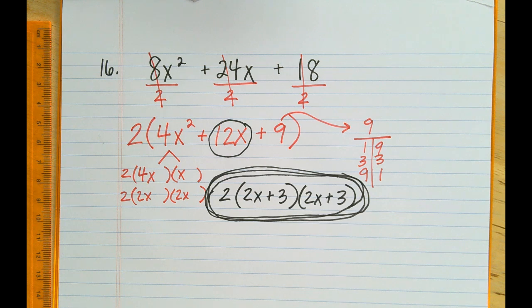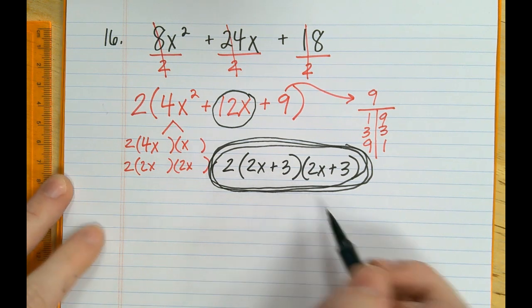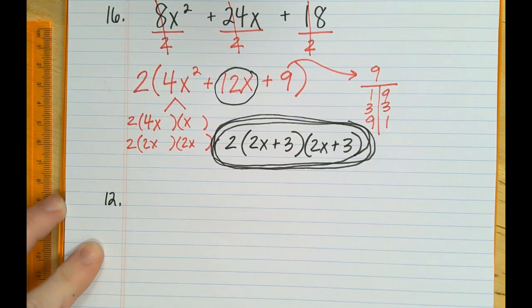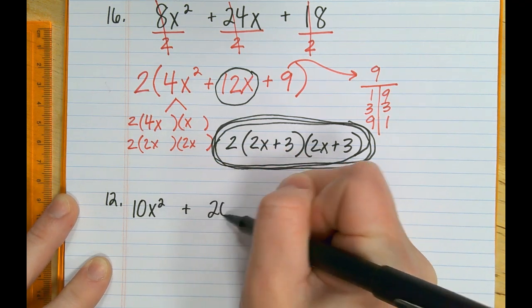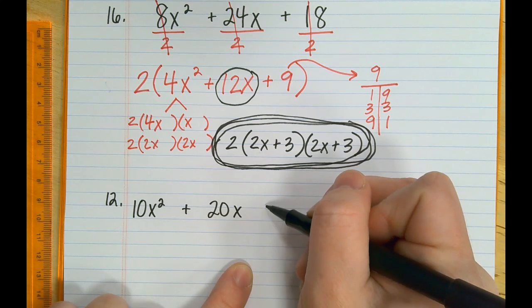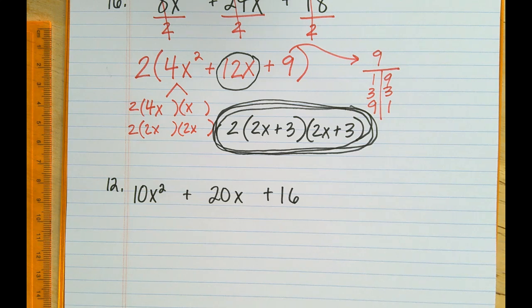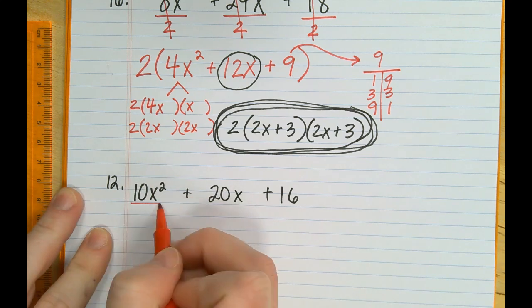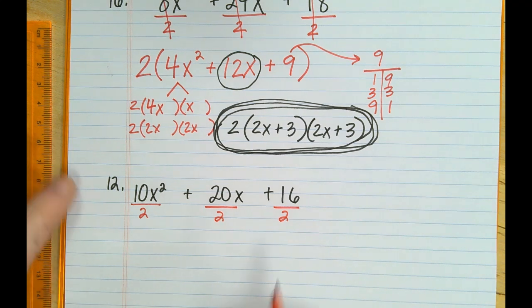Did we do 12? 12, of course. Let's do 12. I don't think it does, but, I mean, well, it could be 5. Yeah, let's look. Could be 5. So 12. We've got 10x squared plus 20x plus 16. Do we have a GCF? Did you say 2? 2. Well, let's try taking 2 out of it. Okay. Count by 5.